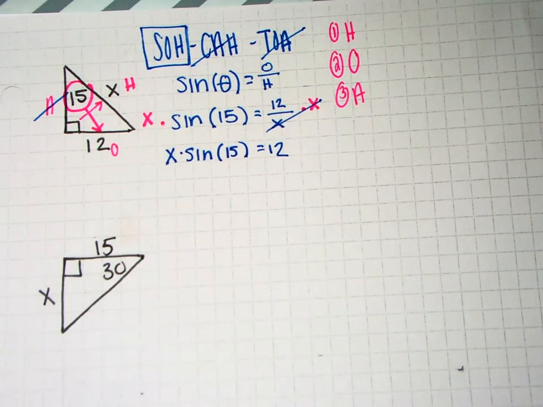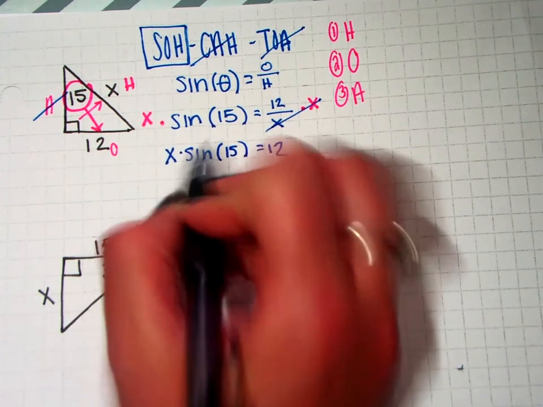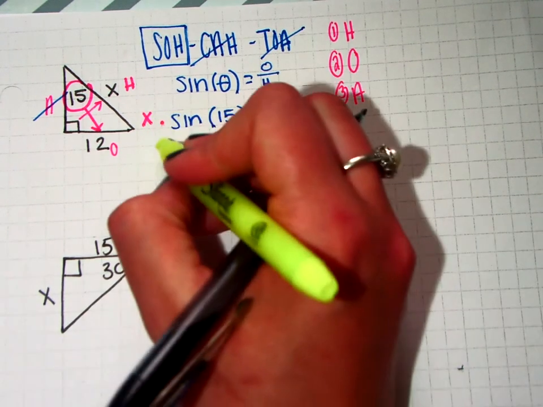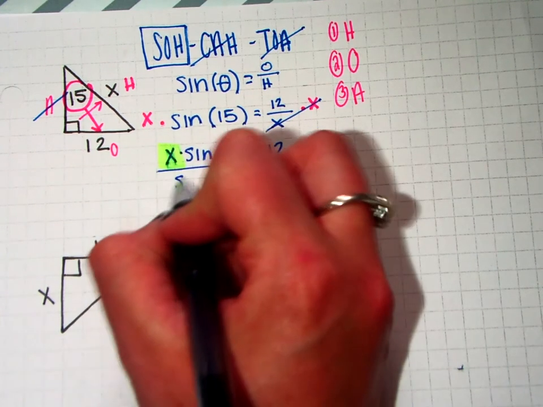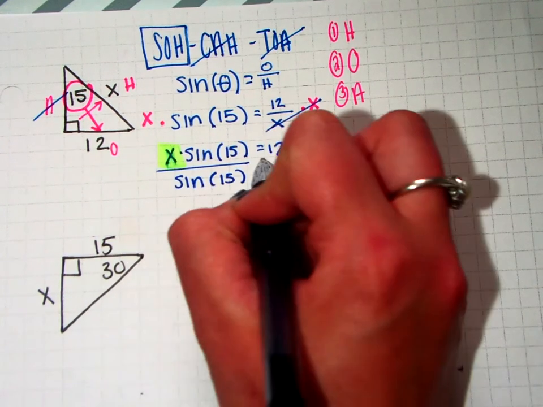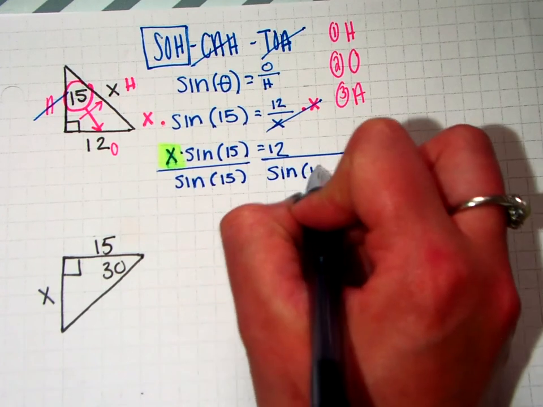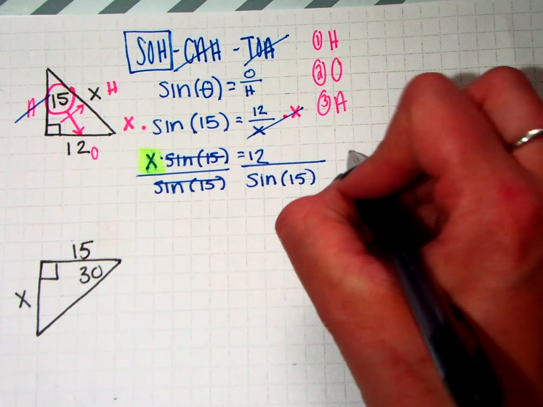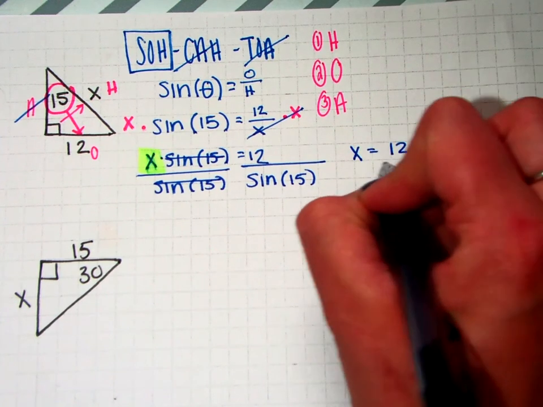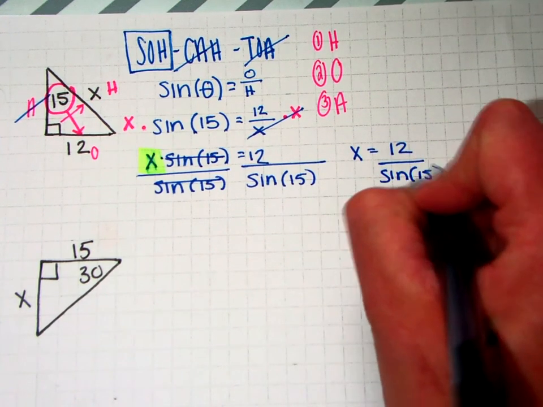Now sine of 15 is just a number, and it's a pretty big decimal, so we want to go ahead and contain that decimal inside of sine of 15. So x times sine of 15, to get x alone, because again, that's our variable and we want to isolate it, we need to get rid of sine of 15. So I'm going to go ahead and divide it to the other side. What I have left is x equals 12 over sine of 15.